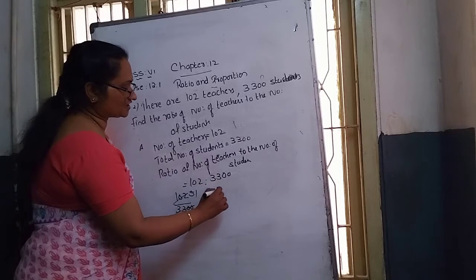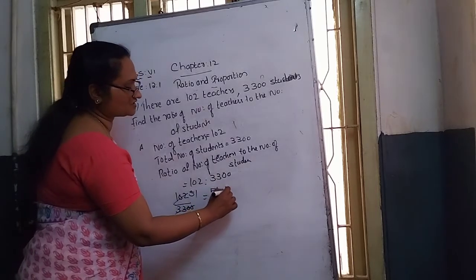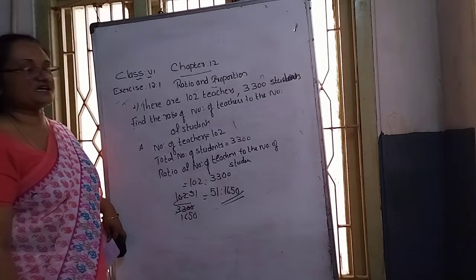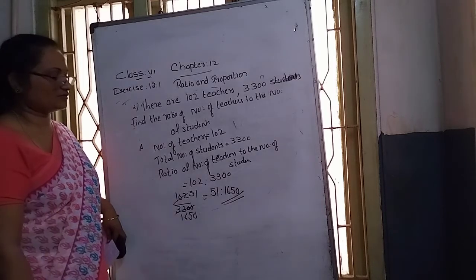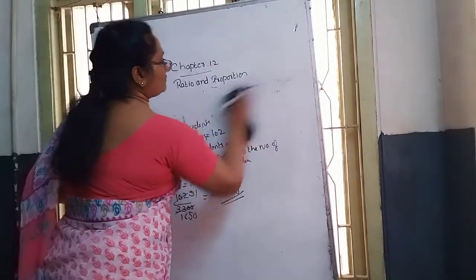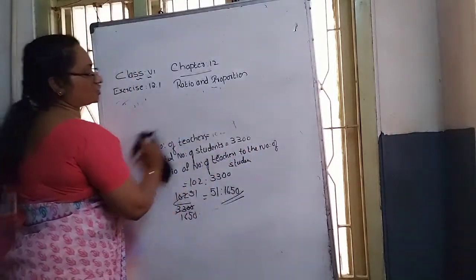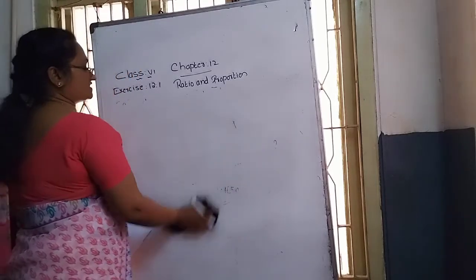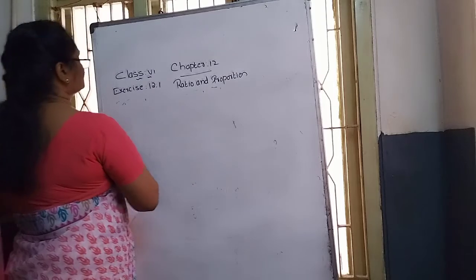How can we write the ratio? 51 is to 1650 is the ratio. I hope you can understand. Again cancellation is not possible, leave it. These are the teachers and total students ratio finding questions. Next is the third question.